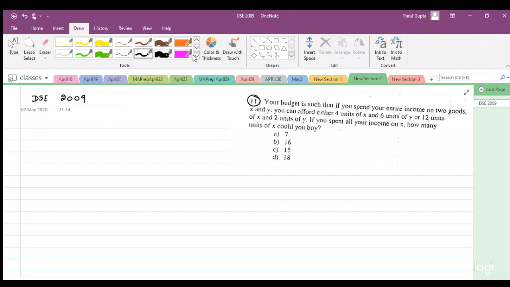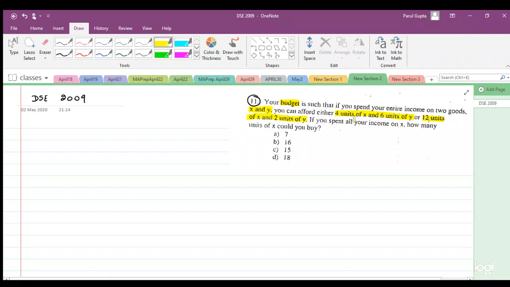Now let's look at the information that is given. You have been told that your budget is such that you can purchase two goods X and Y in a way that you can either purchase 4 units of X and 6 units of Y. That means if you spend all your money on 4 units of X and 6 units of Y, you will be able to exhaust your money, and this will be the combination that you can purchase. Or your money is also good enough to purchase 12 units of X and 2 units of Y. That means you can afford this bundle 12, 2 as well.